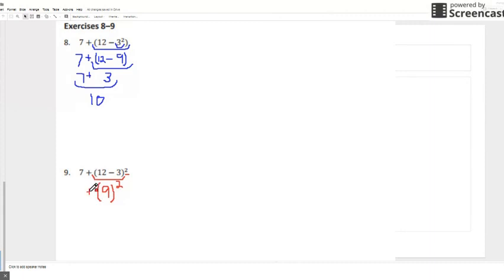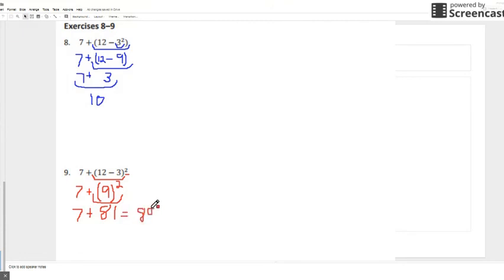And I bring down the plus 7, and now I can finish evaluating. I have addition, I have an exponent. Of course, exponent comes first. That's 81. Bring down the addition. I add these two together, and of course, I get 89.